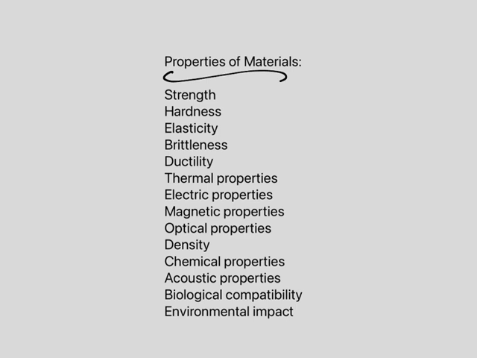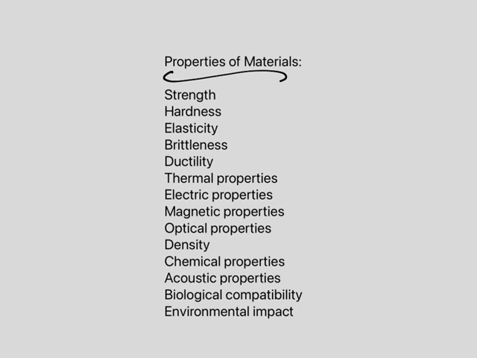Thermal properties. This is all about how materials handle heat. Some melt easily, like ice turning into water, while others can take a lot of heat before changing. Electrical properties. Materials can conduct electricity. It will let the electricity flow through it, like wires. Others resist electricity and don't let it pass through.